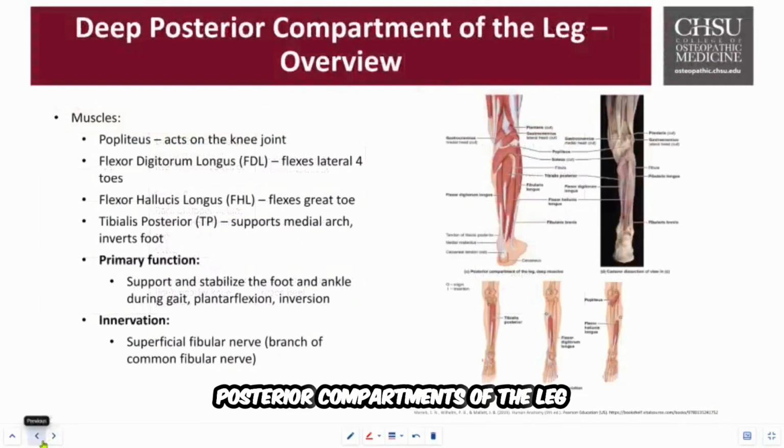Now let's take a look at the deep posterior compartment of the leg. The deep posterior compartment contains muscles like the popliteus, the flexor digitorum longus (FDL), the flexor hallucis longus (FHL), and tibialis posterior (TP).